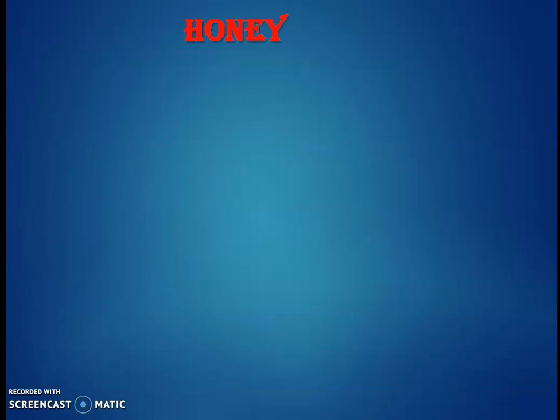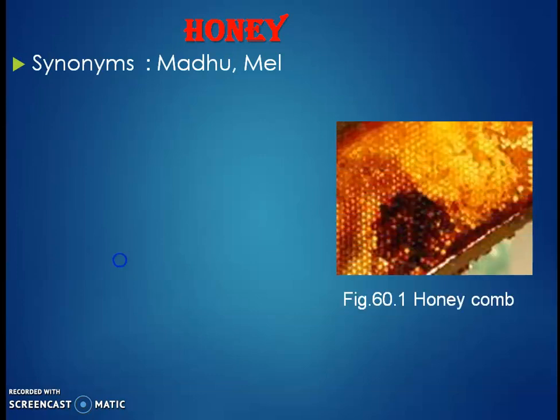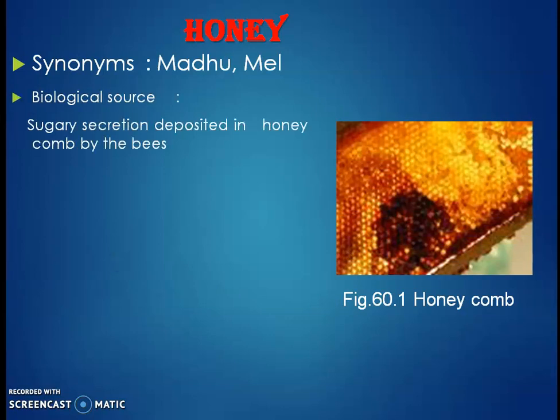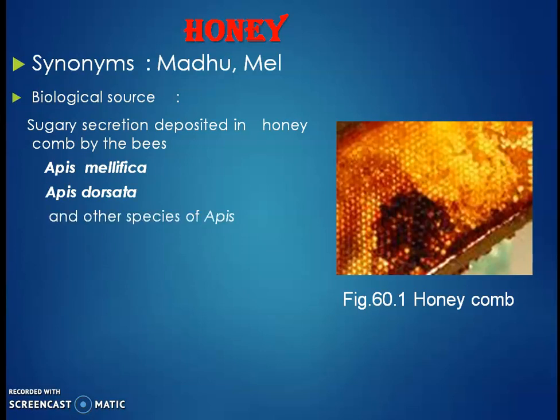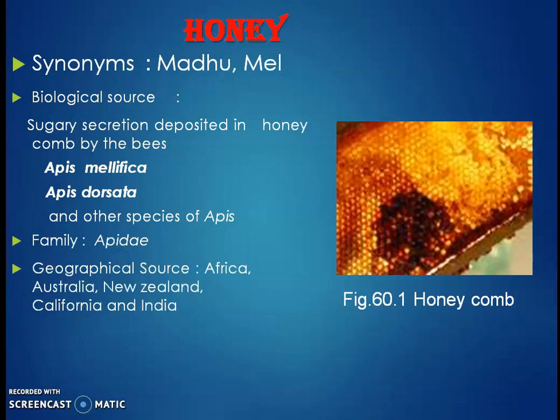So the first pharmaceutical aid we are going to start with is honey. Synonym is madhu or mel. Biological source: it is a sugary secretion deposited in honeycomb by the bees Apis mellifica, Apis dorsata, and other species of Apis, family Apidae. Geographical sources: Africa, Australia, New Zealand, California and India.